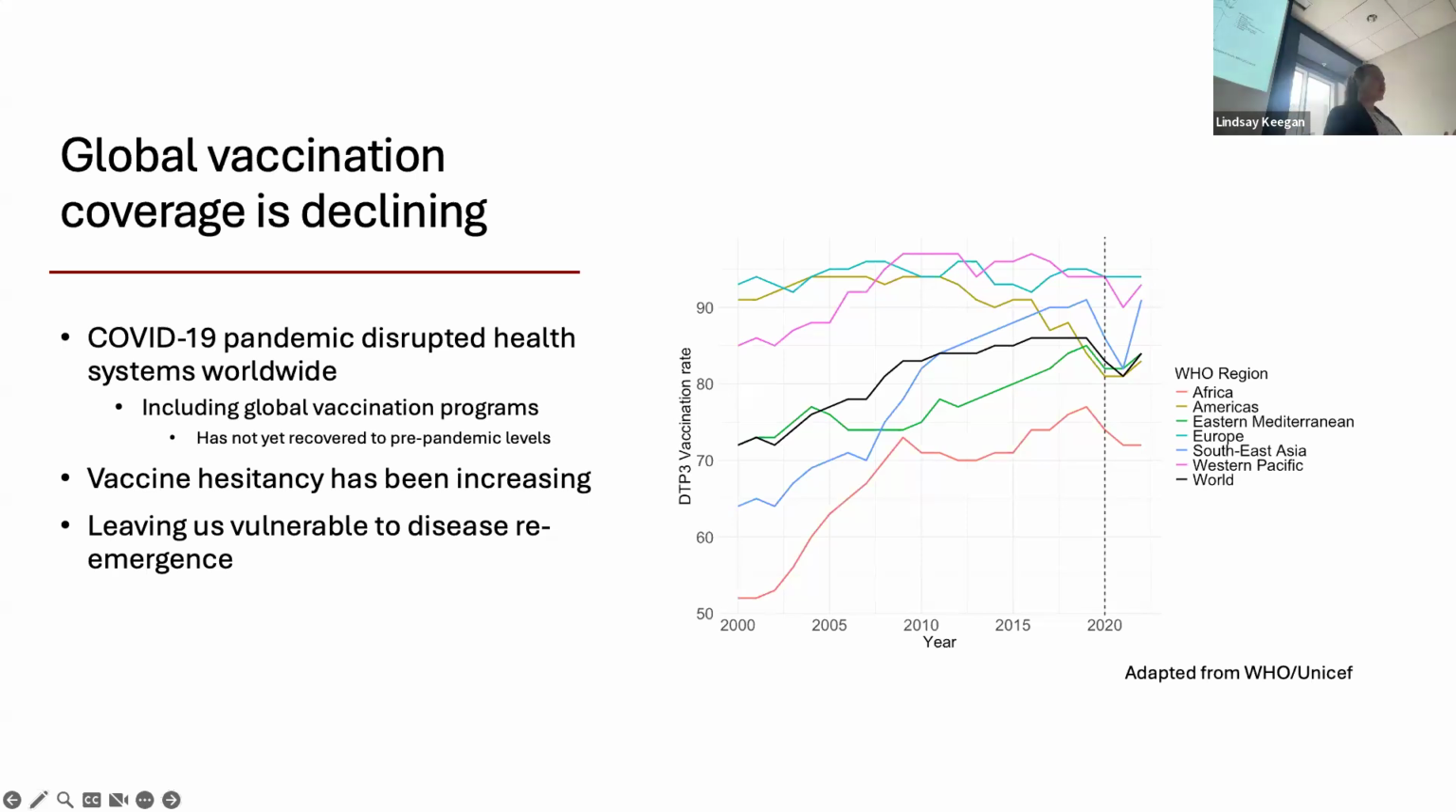At the same time, we've seen increased vaccine hesitancy. So not only did we have interruptions for people who wanted to get vaccinated, we now have more people who don't want to get vaccinated. And so this is leaving us really vulnerable to disease reemergence.